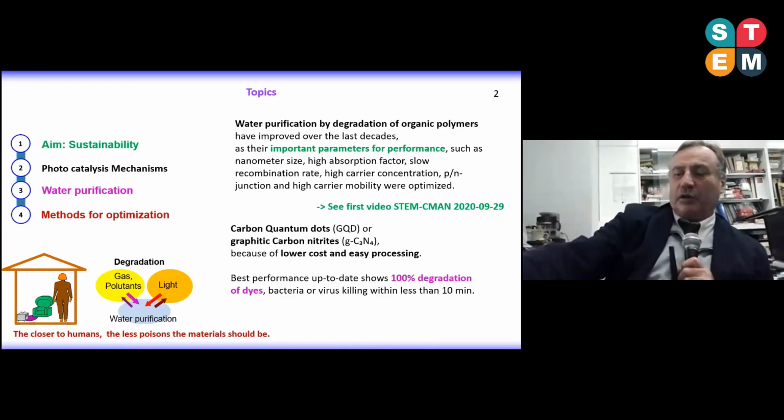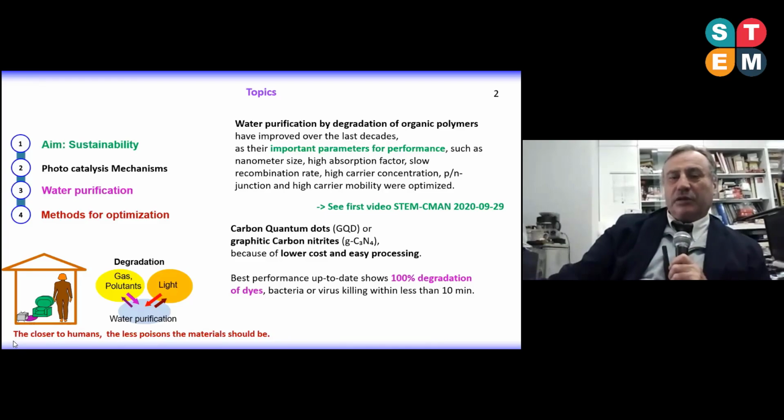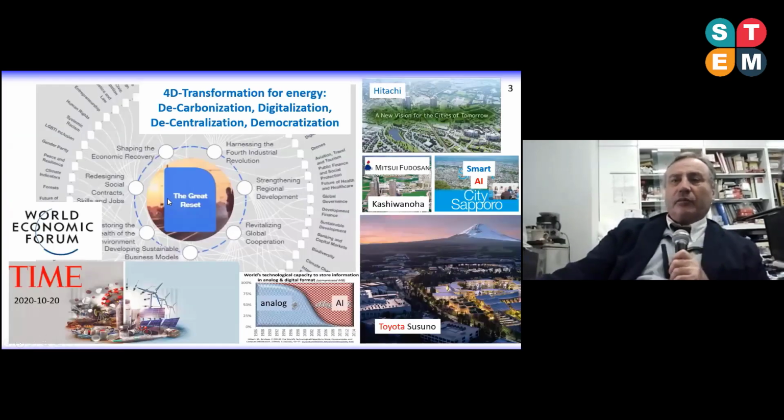With this light, we can purify the water. So I need to go to the next slide. This is a general overview.